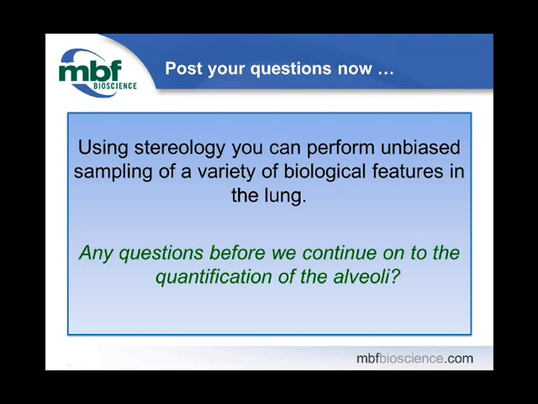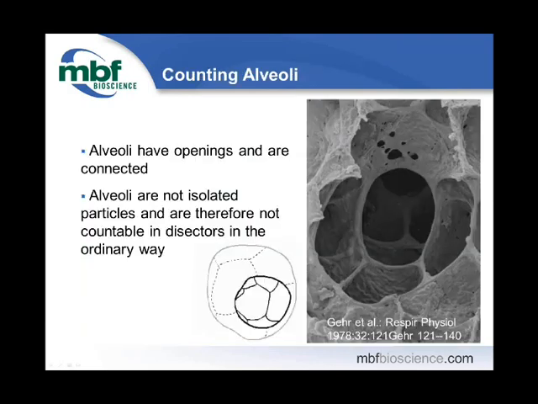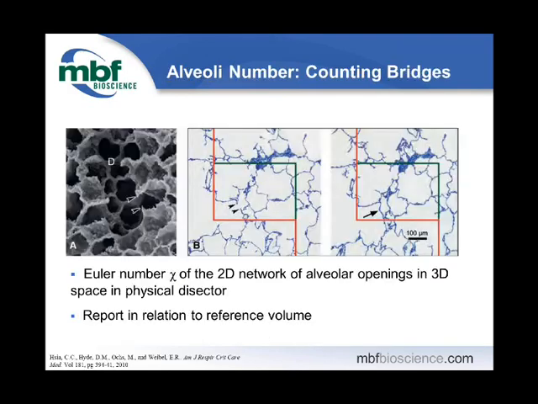So I'm going to go through and discuss how to count alveoli in a lung. We'll first discuss a little bit of the theory, and then we'll move on to a practical demonstration as well. When we count alveoli, the trick is the fact that they're not isolated particles. They have openings into the ducts, and everything's interconnected, so it's really hard to count them in regular dissectors in the ordinary way. So what was developed was an application of the physical fractionator that Dan mentioned earlier, which I'll demonstrate, to actually be able to count alveoli.